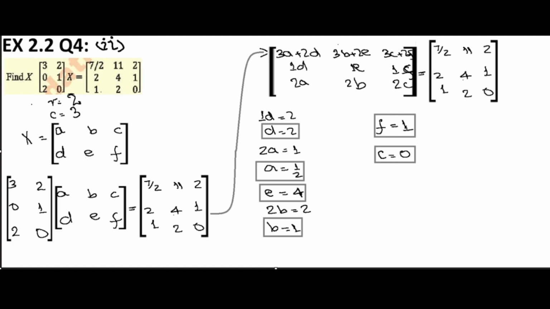Now we are going to write this final matrix X over here. X equals, a is the first entry, so we write the value of a over here, 1 by 2. Then b is this one, so here comes 1. C equals 0, so here comes 0. Then D equals 2, E equals 4, and F equals 1. So this is our resulting matrix X, which we were asked to find.